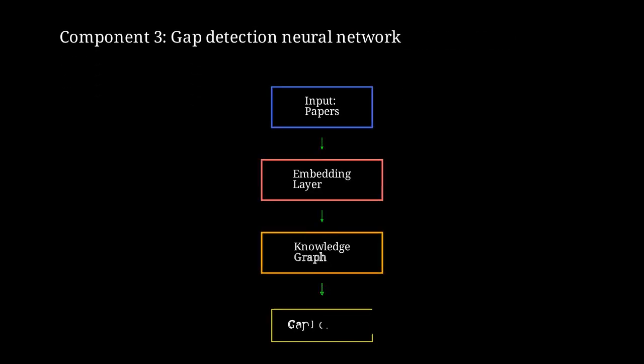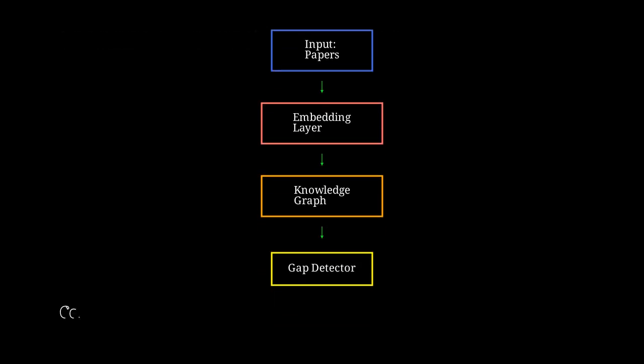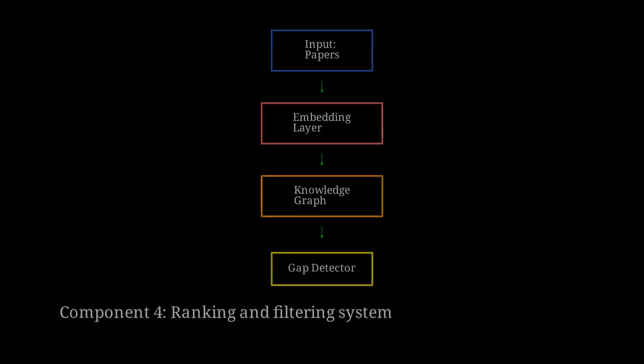The architecture flows from raw papers through embedding, into the knowledge graph, and finally through the gap detector, which outputs ranked gap candidates. Component 4 is a ranking system that filters and prioritizes gaps based on potential impact, feasibility, and novelty scores.